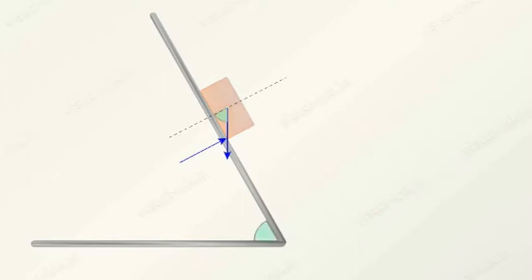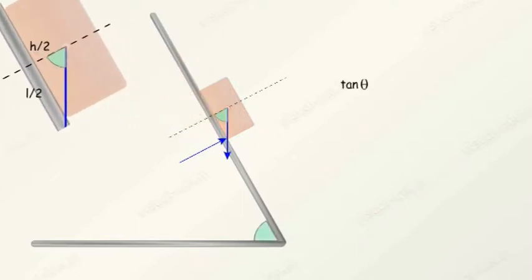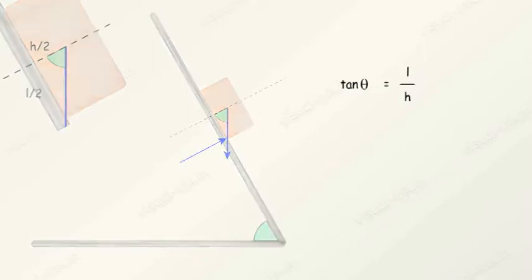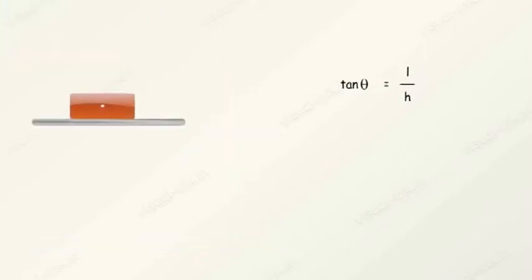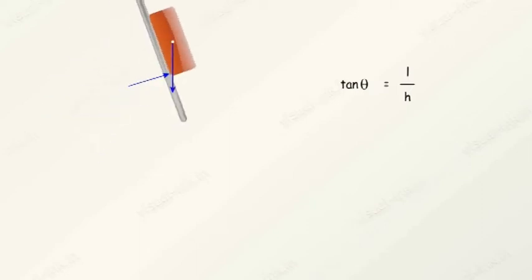Therefore, at this point, we can say that tan theta will be equal to L by 2 upon h by 2, that is L by h. This means that a block with more length to height ratio will require a higher angle to topple as compared to a block with lower length to height ratio, which is obviously and intuitively correct.